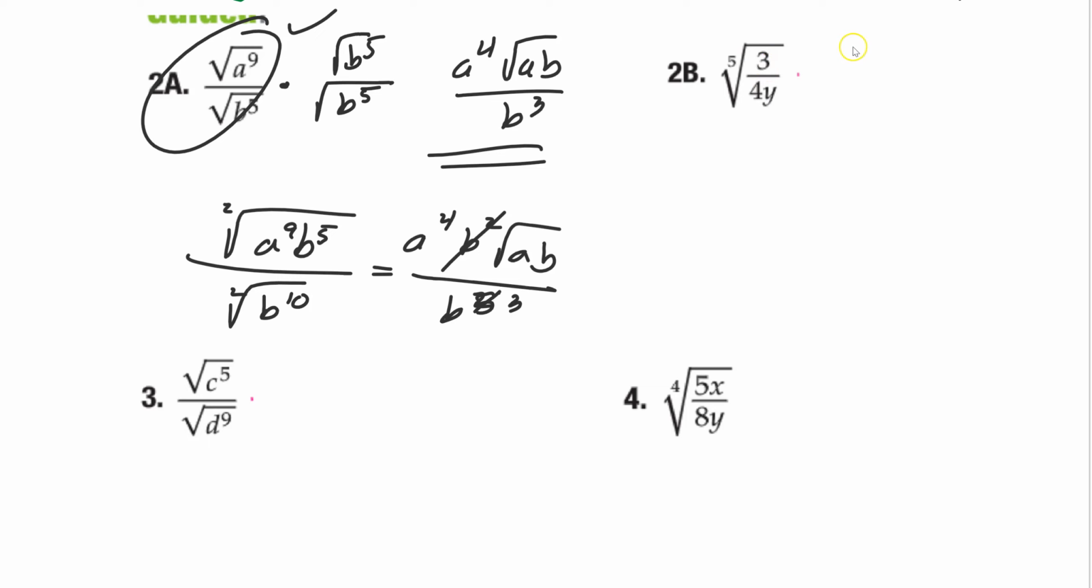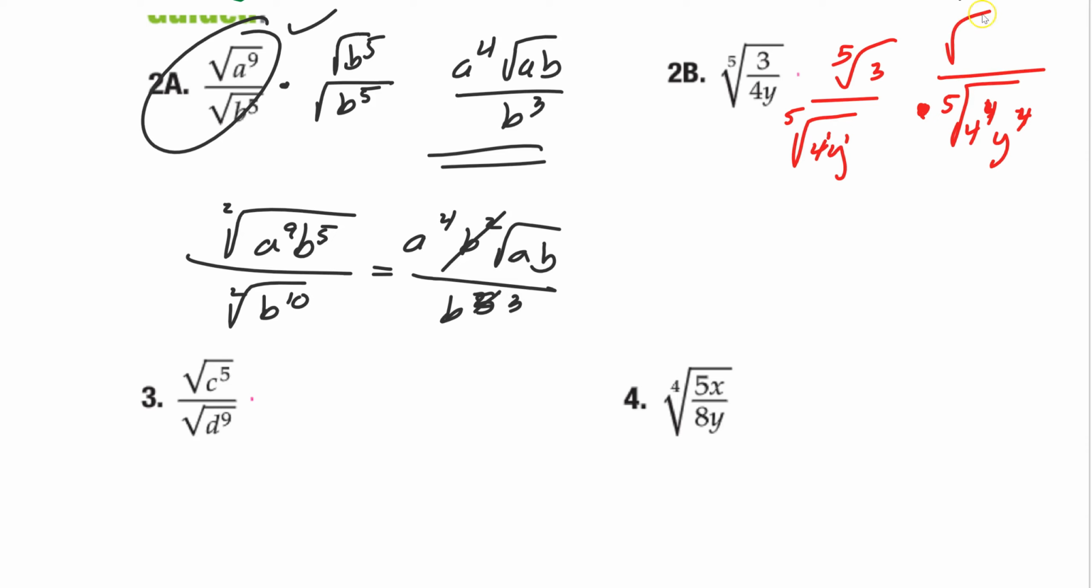So we're going to separate it. It's the 5th root of 3 and the 5th root of 4y. Now again, if you want to rationalize this, I need the powers here to match up to be 5, because I need them to cancel out. So I'm going to multiply both top and bottom by the 5th root of 4 to the 4th and y to the 4th. That way we can make them match to get 5. 1 plus 4 is 5. I need 4 to the 4th and y to the 4th.